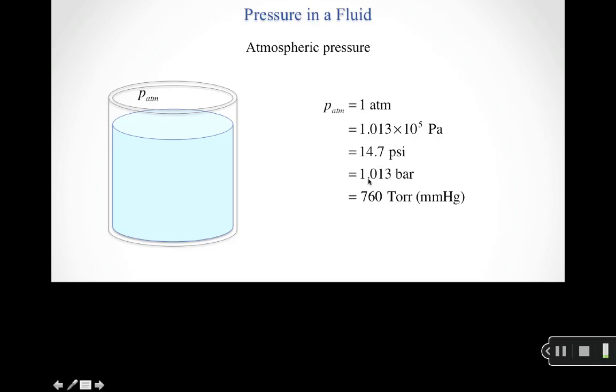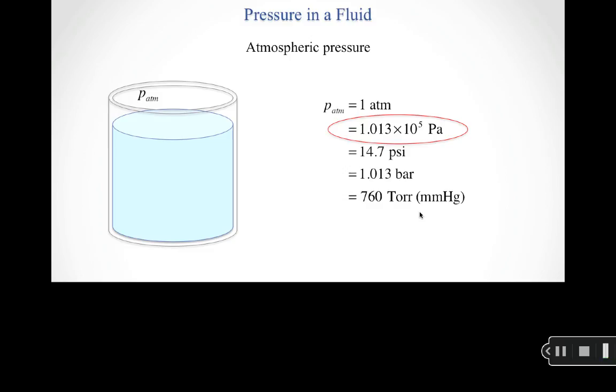It also happens to be 14.7 psi. It also happens to be 1.013 bar. Or it's 760 torr, which is another way of saying 760 millimeters of mercury. So all those are possible units for pressure. You'll run across some of these various units in different situations. And again, we're going to focus on using pascals.